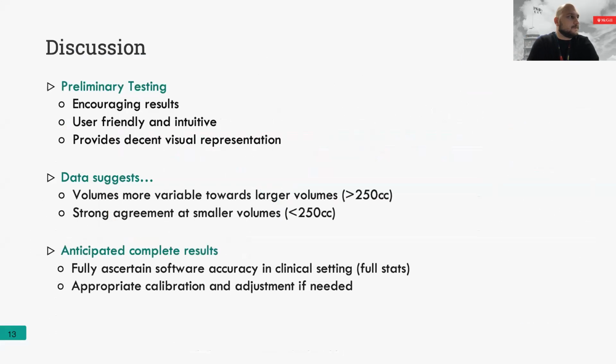Preliminary testing of the software demonstrated a user-friendly and intuitive application with encouraging results. However, the graphical representation could still use some tweaking to make it easier to comprehend and apply directly. Following initial inspection of data, the large resultant volumes potentially seem to be slightly more variable from the median, yet the data also suggests that at lower volumes, there may be a stronger agreement too. This can only be ascertained after testing the software completely in the clinical setting and finishing the trials.